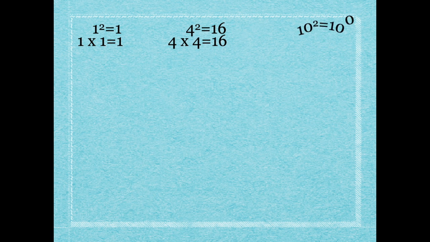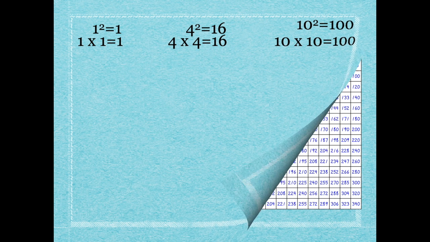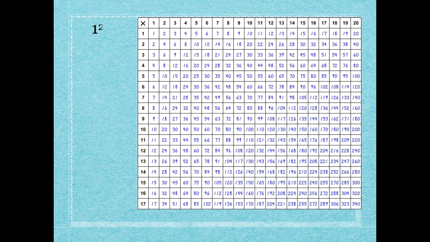Now 10s are real easy, because 10 to the second power is 100. And honestly, I'm going to show you a little trick about 10s later. You really don't even have to multiply. You just have to count zeros. So let's look real quick at the multiplication chart, and you can probably notice a pattern with these square numbers.